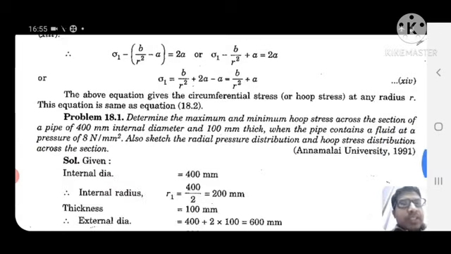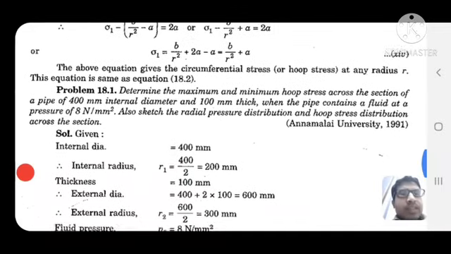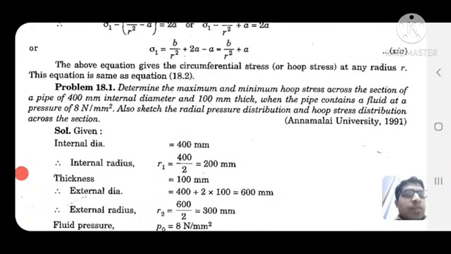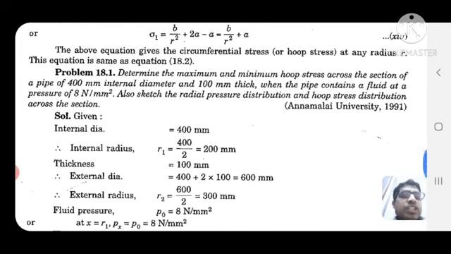First one: determine the maximum and minimum hoop stress across the section of a pipe 400 millimeter internal diameter and 100 millimeter thick, when the pipe contains a fluid at a pressure of 8 Newton per millimeter square. Also, sketch the radial pressure distribution and hoop stress distribution across the section.